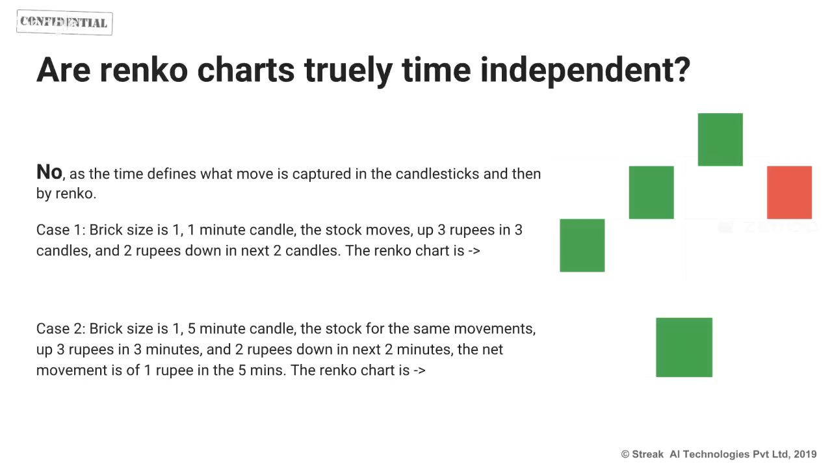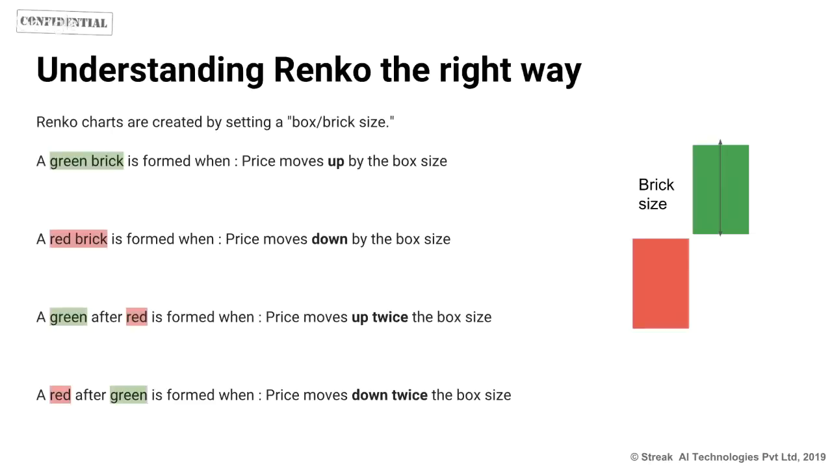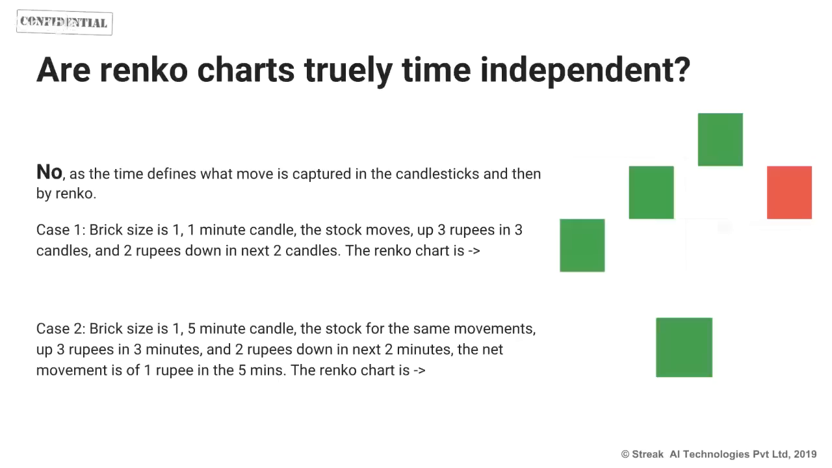Although the formation of Renko, as explained here, doesn't have time mentioned anywhere, the price movements which are captured are captured by a candlestick. Now if your candlestick is of a longer period, the price movements are consolidated. What I mean is it's basically accumulated, right?